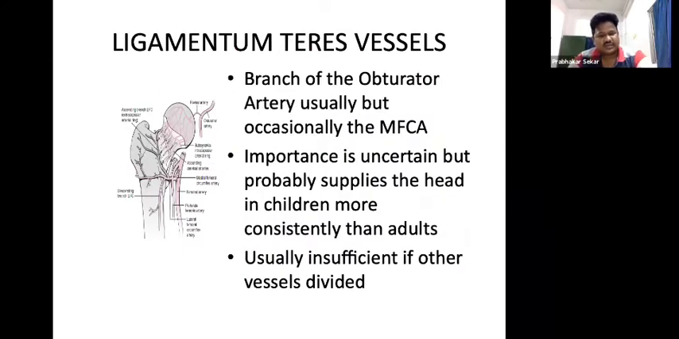Ligamentum teres. I have told initially it contributes 8% to the femoral head, and later on in the adult period, it increases to 20%.